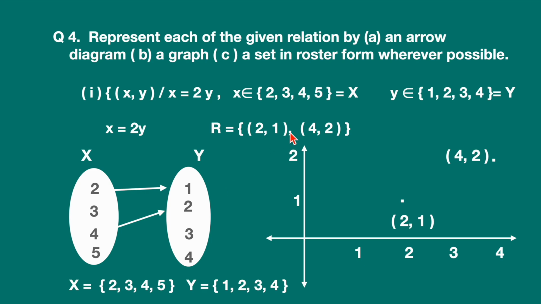This is the arrow diagram. Now in the graph, you can show it like this. I have drawn a rough diagram of the graph. This is the x-axis, 1, 2, 3, 4, y-axis. So here (2, 1) will be this point, and (4, 2) will be this point. This is the rough diagram. Okay, so we have written it in roster form. This is the roster form, this is the arrow diagram and this is the graph.